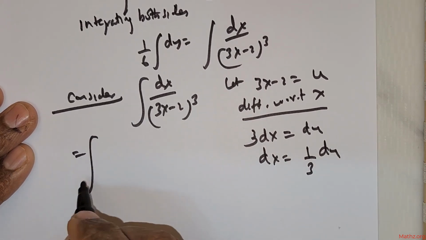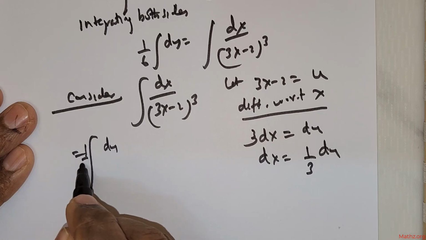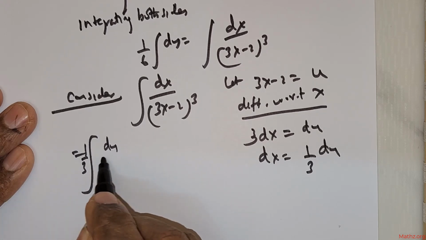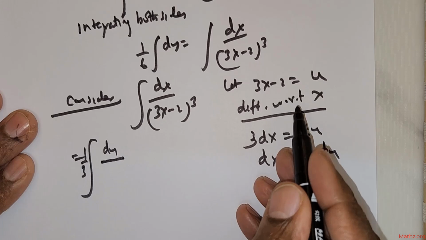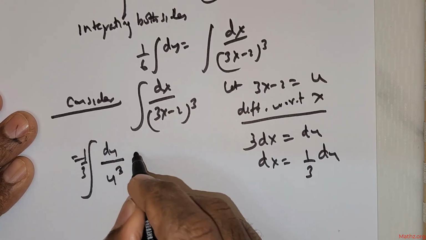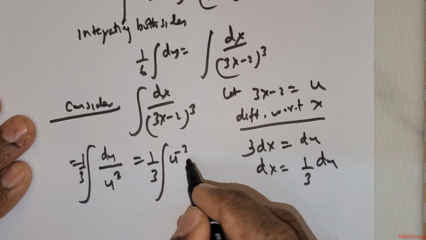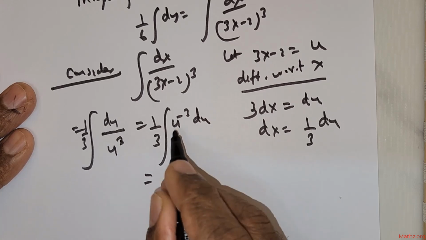So if I were to rewrite this, in place of dx, I'm going to substitute 1 over 3 du, taken out, over 3x - 2. That's going to be u. So substitute u there. So you got u cubed. Move this up to the numerator. That would give me u raised to the power of negative 3 times du.